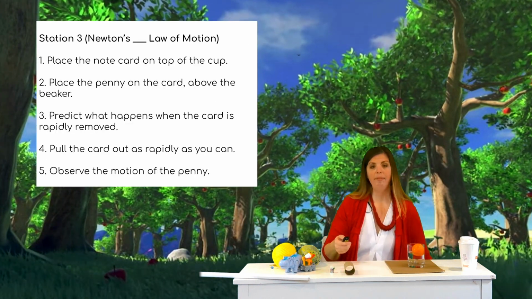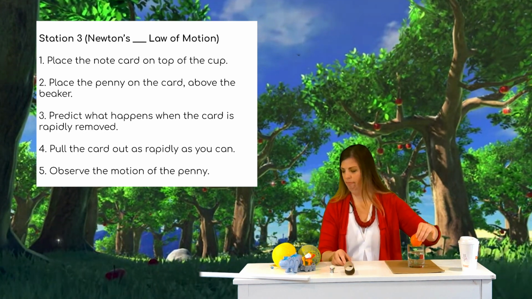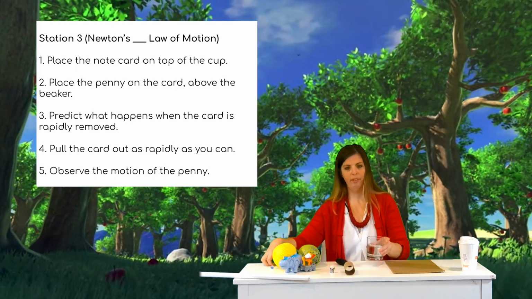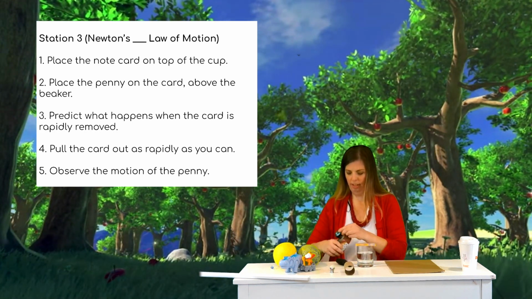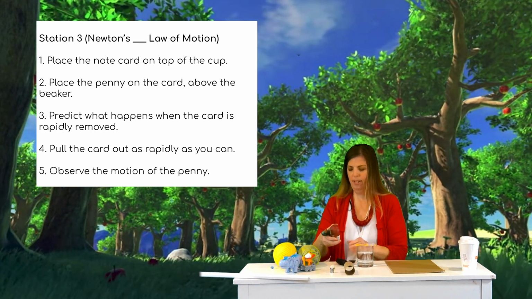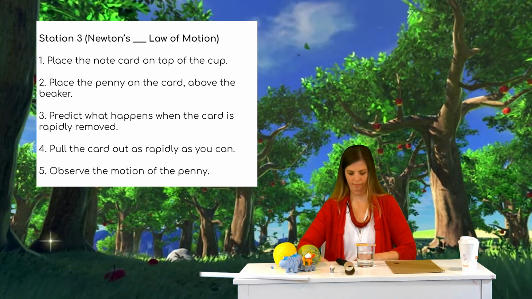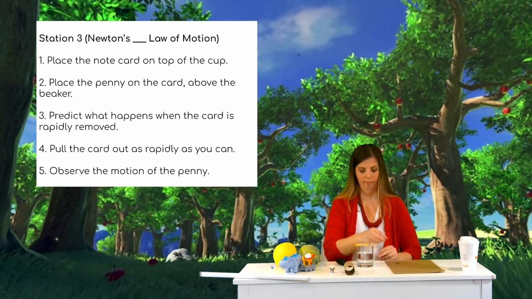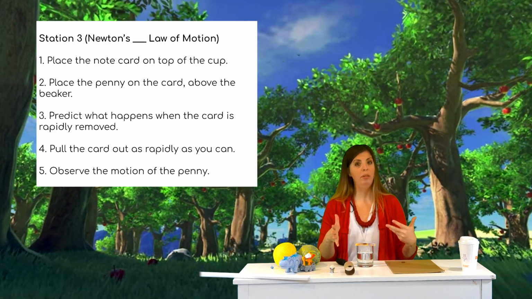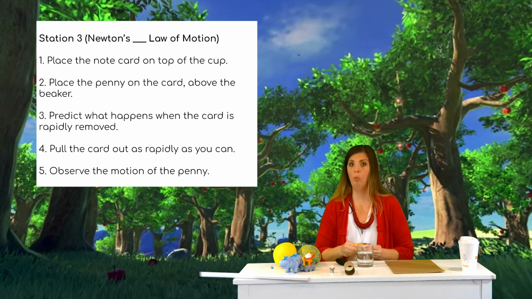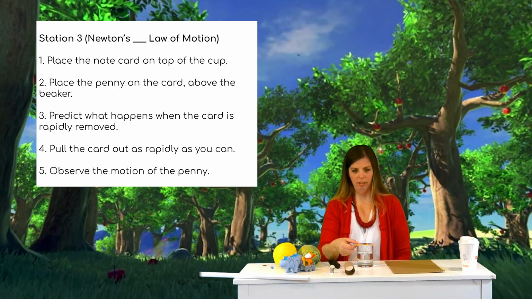Station number 3. Place a note card on the top of a cup. Place a penny on top of the card. Thankfully, I have a nice penny duck here. Plenty of pennies. All right, predict what will happen when the card is rapidly removed. So this is another example of station 1. Hint, hint, it will be the same law. All right, here we go.